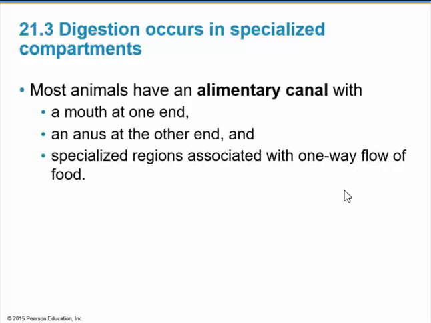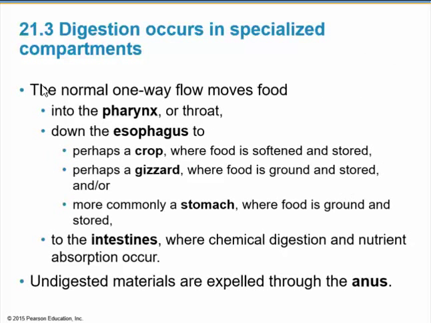In earthworms, for example, the food moves into the mouth, into the pharynx, then to the esophagus, and then a crop. We don't have a crop, but that's where the food is softened and stored. Then a gizzard where it's actually ground, and then a stomach and intestines, and then what's not digested goes out through the anus.